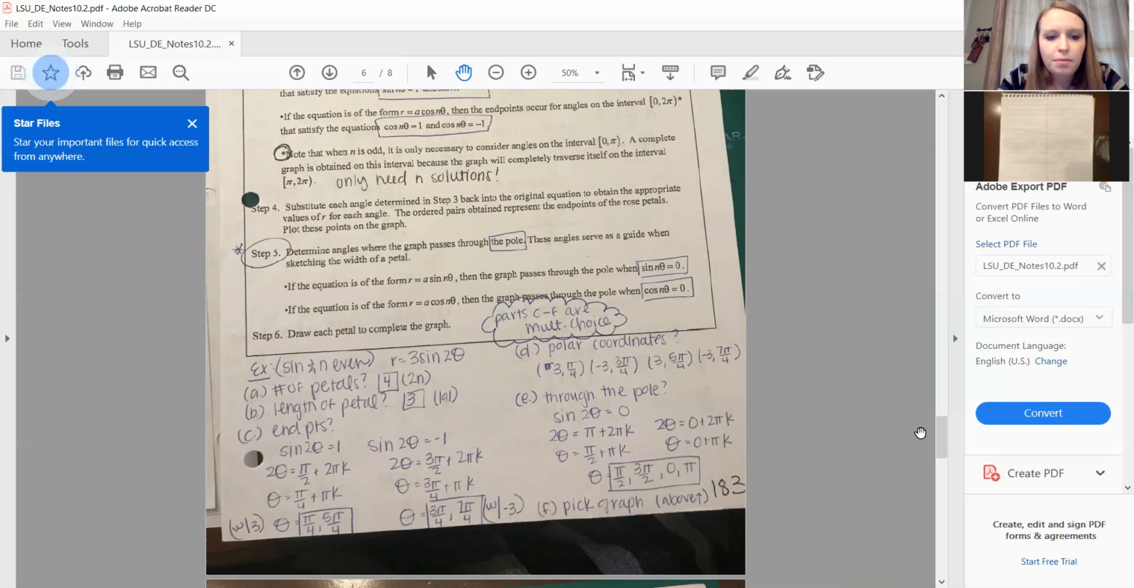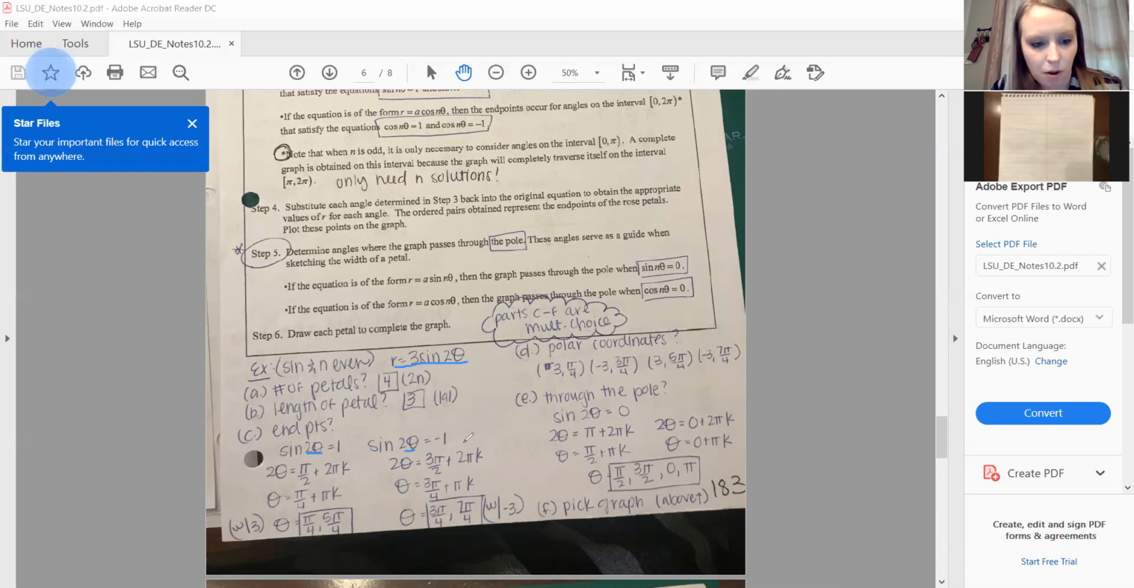So here our first problem is R is equal to 3 sine 2 theta. Okay, so I know we're sine and I know n is even. So my number of petals is 2 times n. 2 times 2 is 4. The length of the petal is a. Absolute value of a is 3. Okay, the n points, we have a sine problem. So they have to satisfy, and you have to keep the n right here in front of it, sine 2 theta equals 1 and sine 2 theta equals negative 1.